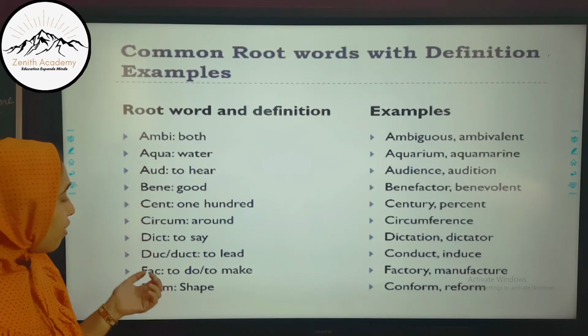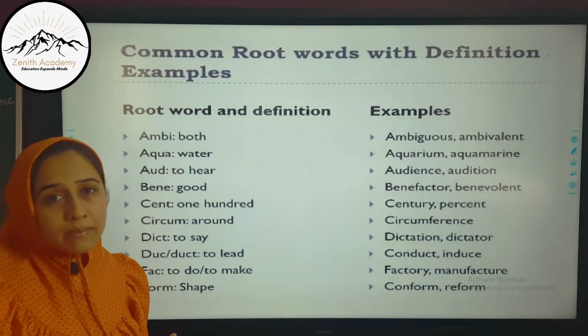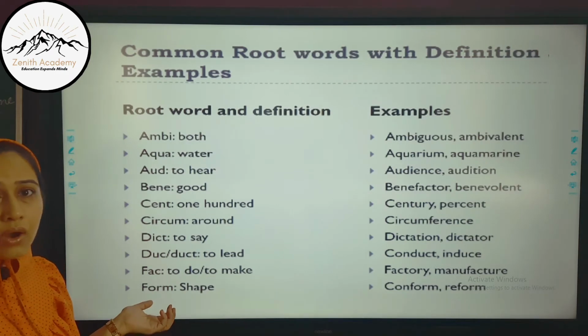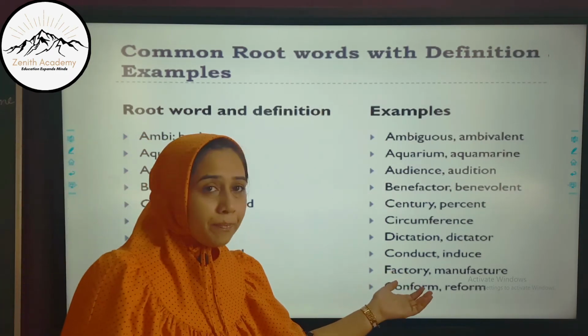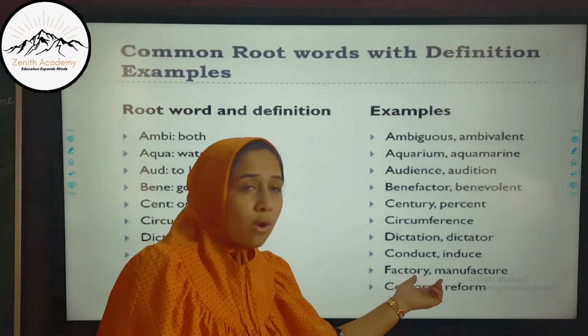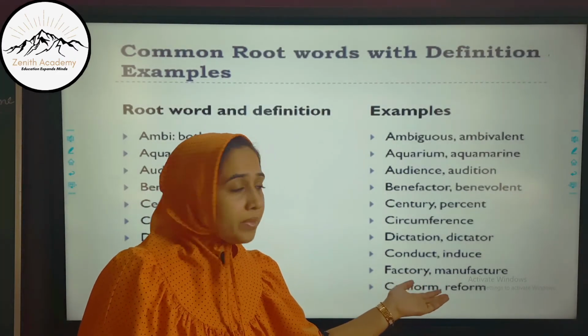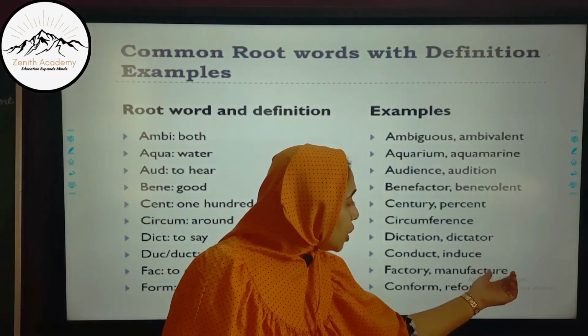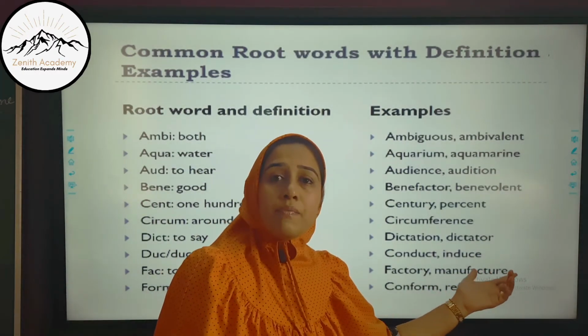FAC. Fac is to make or to do something, but this is a bound stem root word, it cannot be used singly on its own. But factory, ory is the suffix added, and manufacture, in this word manu is the prefix and ure is the suffix.